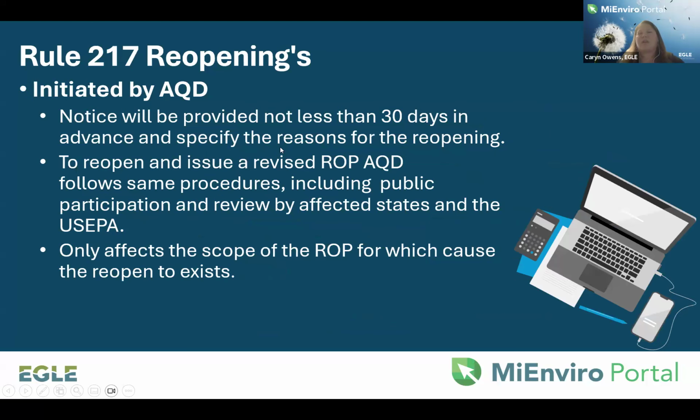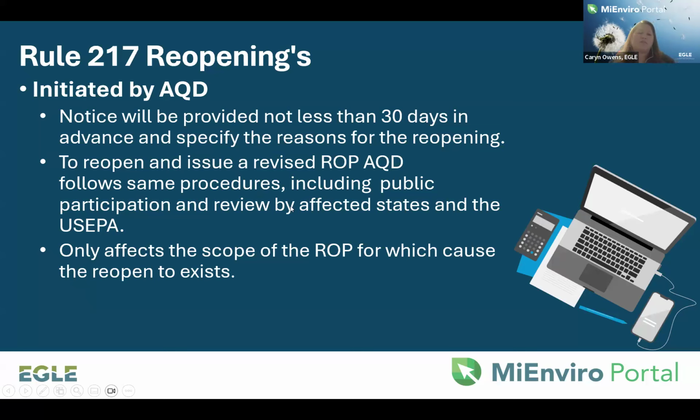If we do initiate a reopening, we are going to send a notice not less than 30 days in advance to specify the reasons why we're reopening it to the company. That notification historically might have come through a letter or an email or both. However, most likely this notice will come through the MiEnviro portal. You'll see it in your notifications that way, and through email. So we won't be mailing any letter to notify you of a reopening.